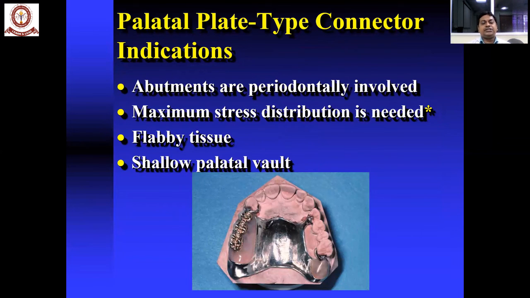Palatal plate connector indications: abutments that are periodontally involved, where you cannot put the whole force on the abutment tooth. Maximum stress distribution is needed. If there are flabby tissues, at that time you can give this palatal plate major connector, and with a shallow palatal vault, at that time also you can give the palatal plate major connector.